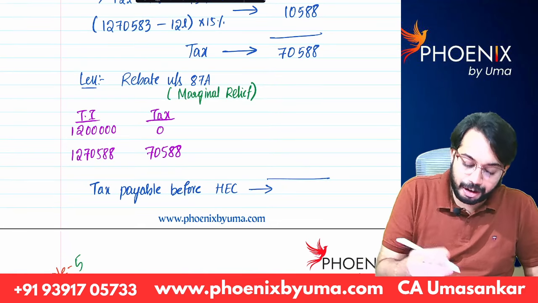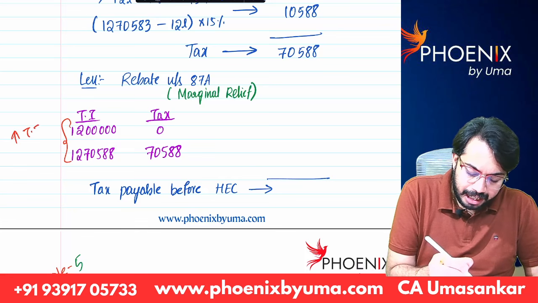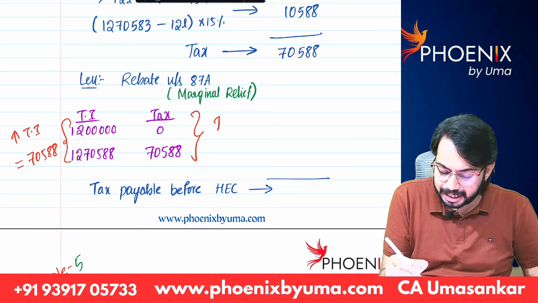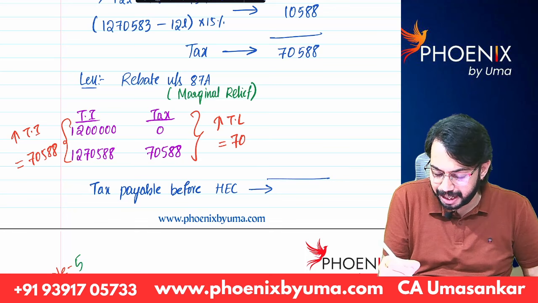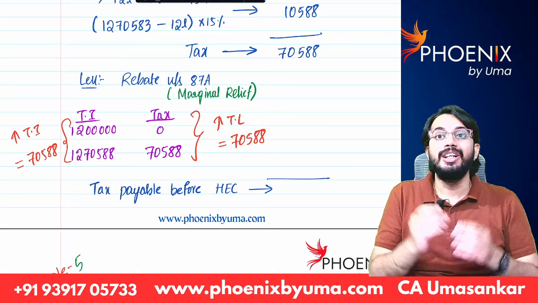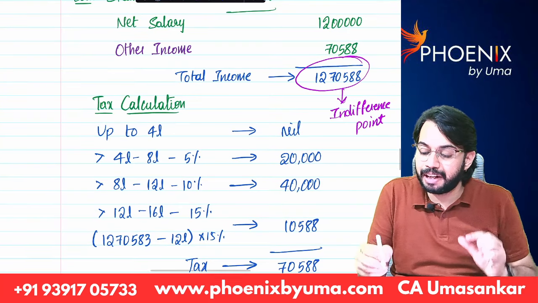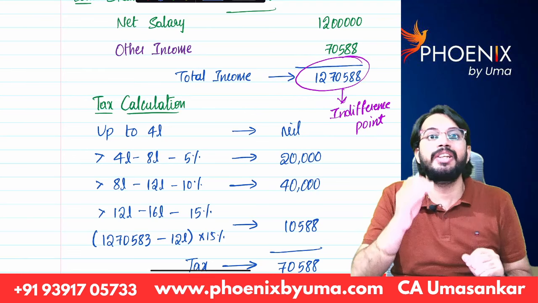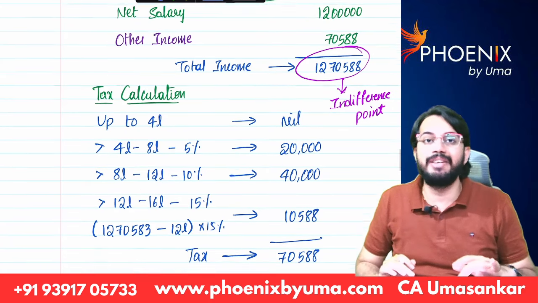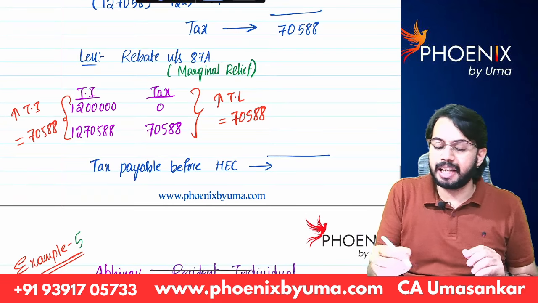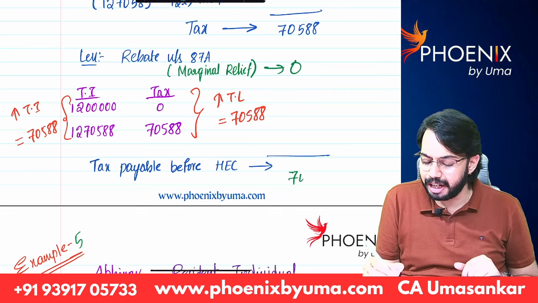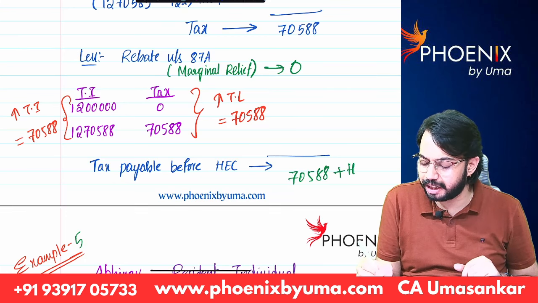In this case, how much is the increase in total income? Increase in total income is 70,588. How much is the increase in tax liability? Increase in tax liability is 70,588. So 12,70,588 is exactly the indifference point. That means marginal relief is available till 12,70,588. In this case, marginal relief available will be 0. They are required to pay 70,588 along with health and education cess at the rate of 4%. Is it clear?